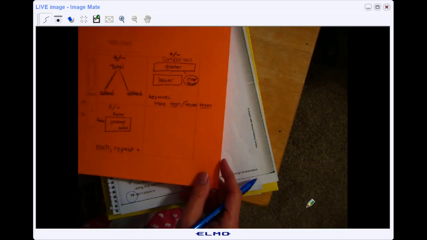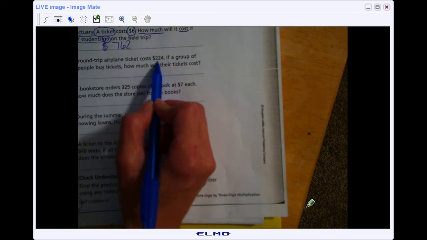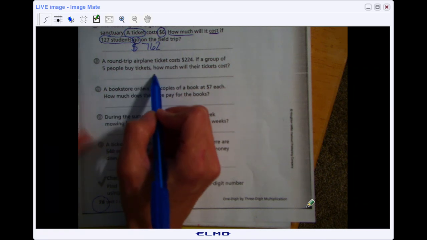I still have my deal sheet here and I'm still starting by reading and visualizing. A round trip airplane ticket costs $224. If a group of 5 people buy tickets, how much will their tickets cost? All right, can you picture that? Airplane tickets cost $224. That's for one ticket, a trip, an airplane ticket costs that much. But a group of 5 people are going to buy the tickets.